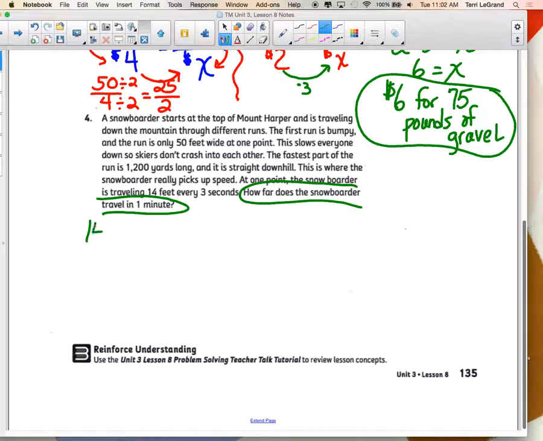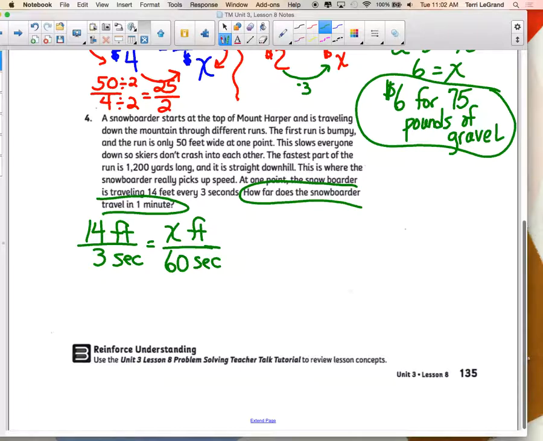14 feet over 3 seconds is equal to x over 60 seconds. X feet? Yeah, x feet. We give everything a label in our setup. Oh, that's interesting. I don't see a 60 in this problem anywhere. I see a 14, I see a 3. 1 minute is 60 seconds.